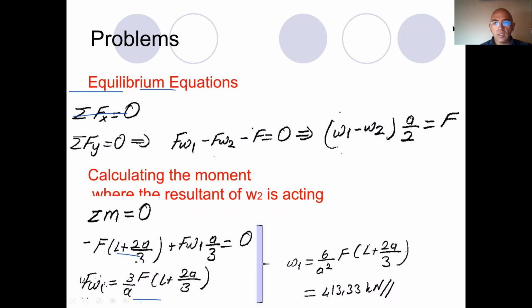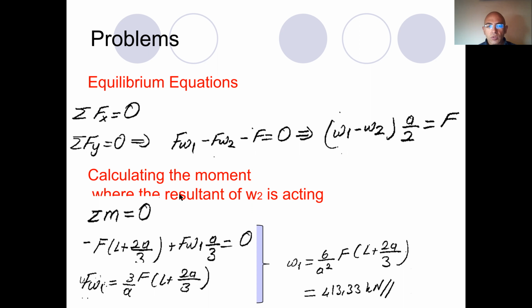Now, next thing is to write the equilibrium equations. Certainly, the sum of the forces in x direction has to be equal to 0. We don't have any force component there, therefore we don't need to write anything. Second, the sum of the forces in y direction has to be equal to 0. From here, we can easily say that Fw1 minus Fw2 minus F is equal to 0. If we substitute Fw1 and Fw2, we get (W1 minus W2) multiplied by A divided by 2 is equal to F.